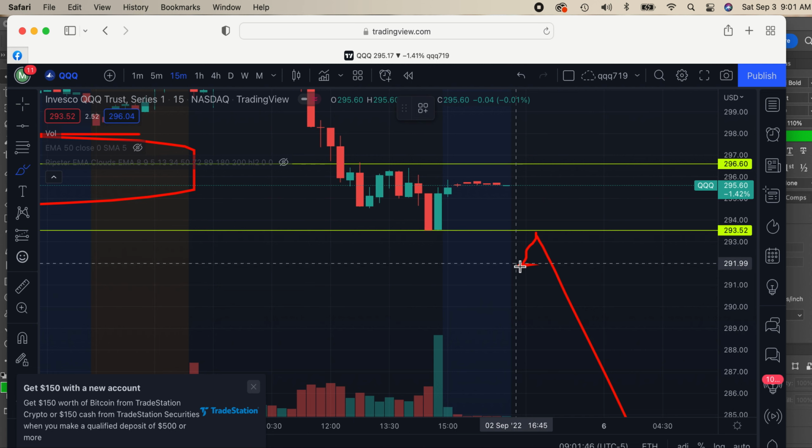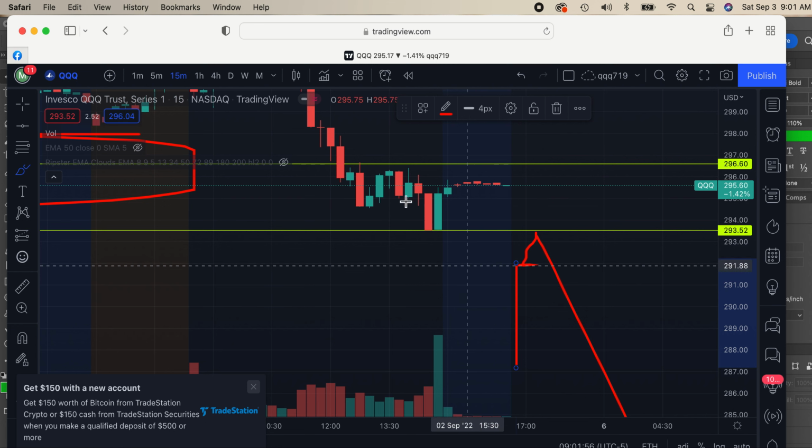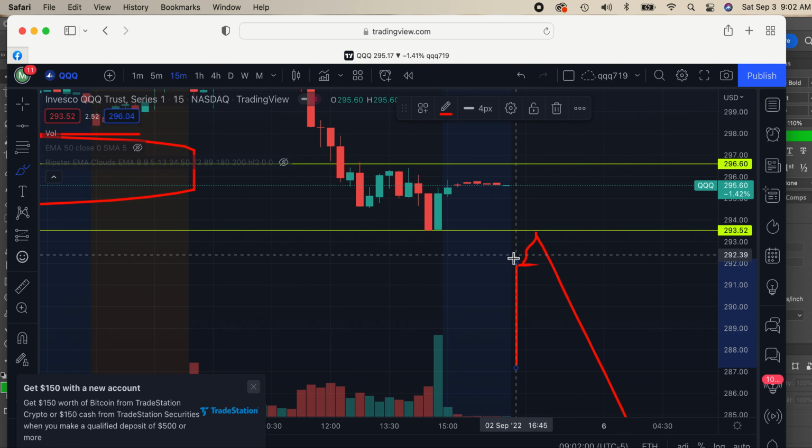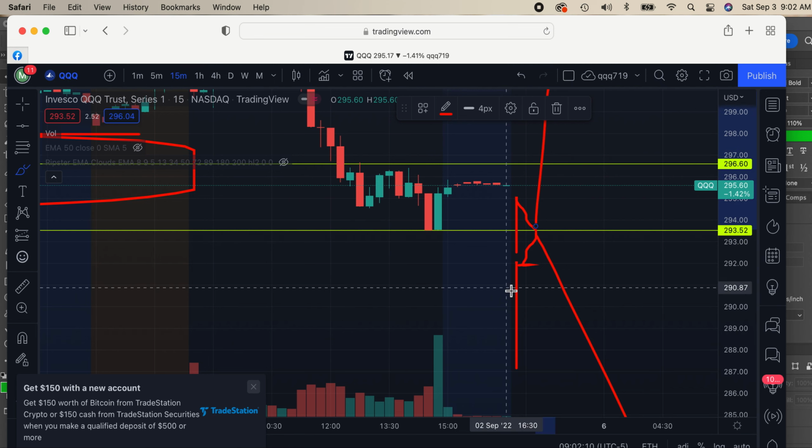It's also possible we open below it and we just sell off because these buyers aren't here. They're up here. They're not down here. They're not going to buy it down here. They're going to buy it at 293.52. It's also possible we can break it, come back down to it, and then they'll say, yeah, let's get back in it, and they'll rocket ride. So put that line on your chart, 293.52.